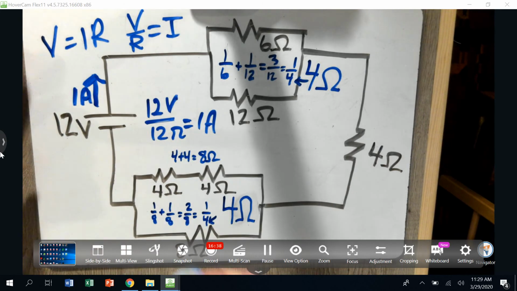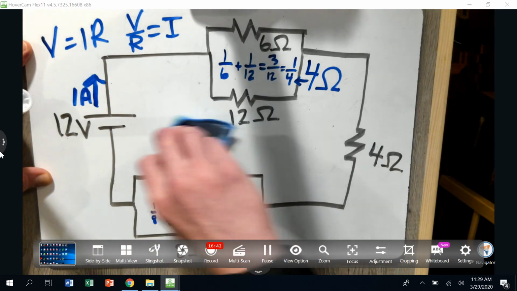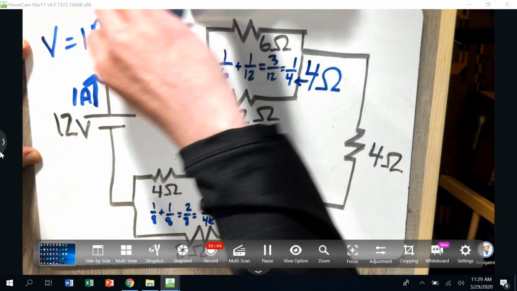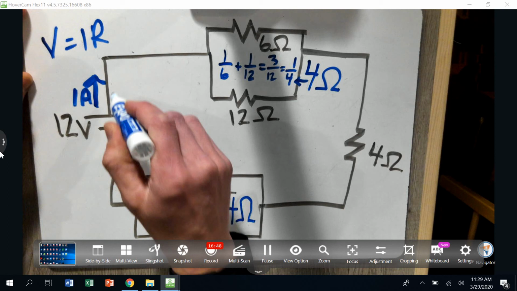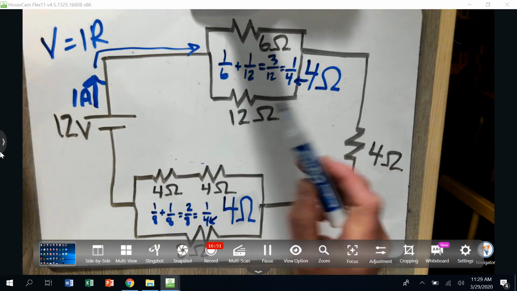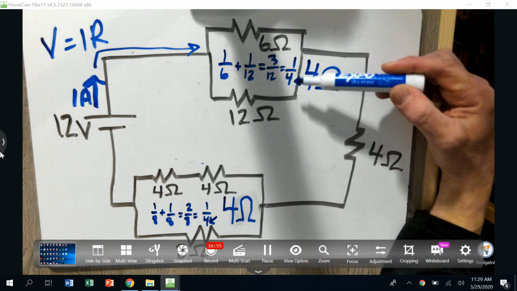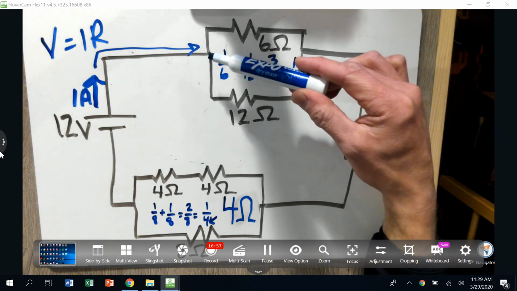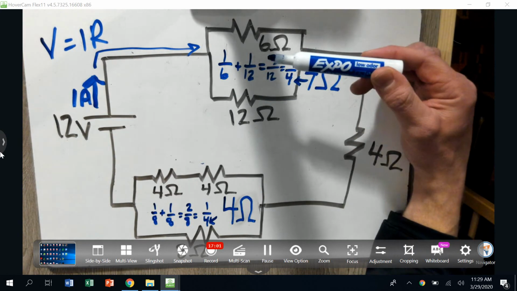Okay, let me clean this up a little bit so we don't have too much going on. Okay, that 1 amp leaves the battery. It comes to this place. Now here I've got a choice, and I've got one pathway that's 6 ohms, one that's 12, so they're not equal. So I don't split this 1 amp equally. I split it to the right. Current is going to favor the path of least resistance.